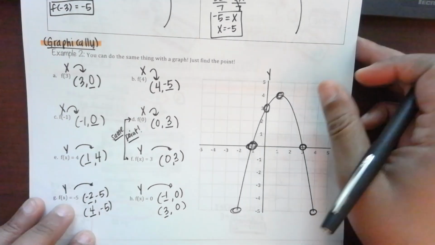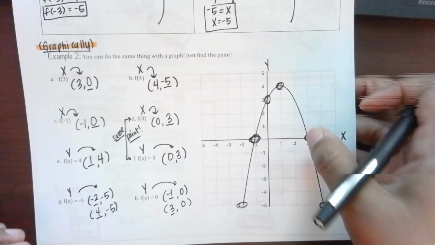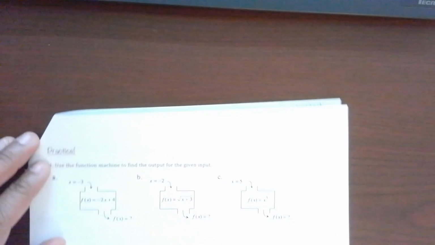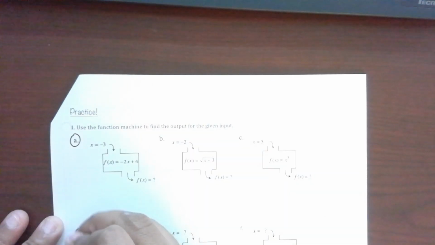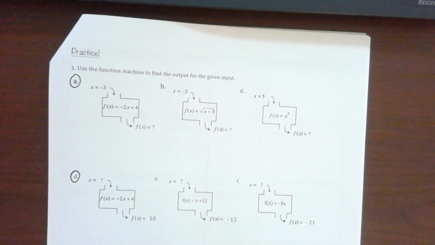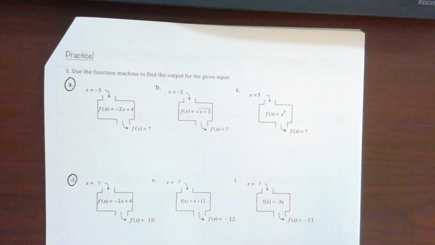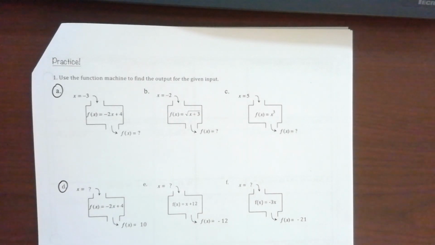Okay, this is going to be the quickest daily grade you ever had. I want you to do A, and I want you to do D. A and D. I'm going to put my examples back on the board.